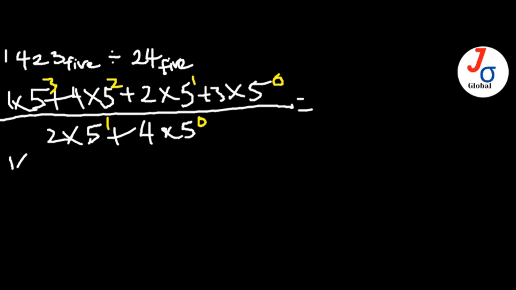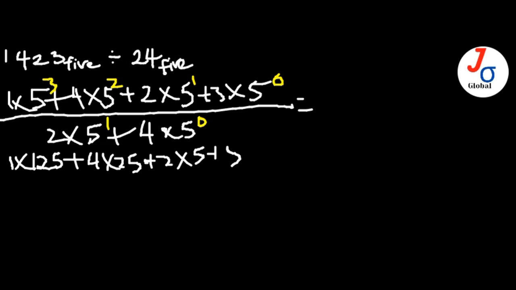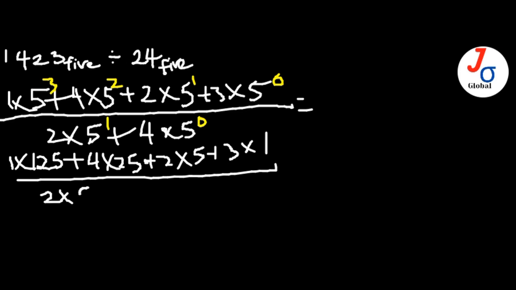So I have 1 multiplied by 5 to the power of 3. 5 to the power of 3 is 125, plus 4 multiplied by 5 to the power of 2, which is 25, then plus 2 multiplied by 5 to the power of 1, which is 5, plus 3 multiplied by 5 to the power of 0, which is 1, divided by 2 times 5 to the power of 1, which is 5, plus 4 multiplied by 5 to the power of 0, which is 1.